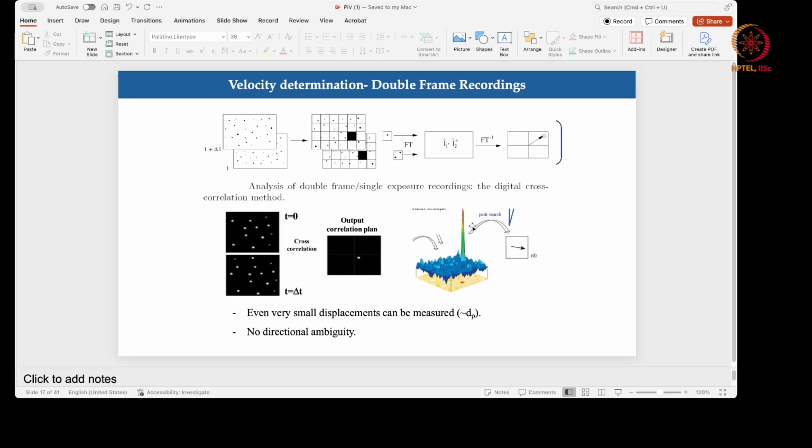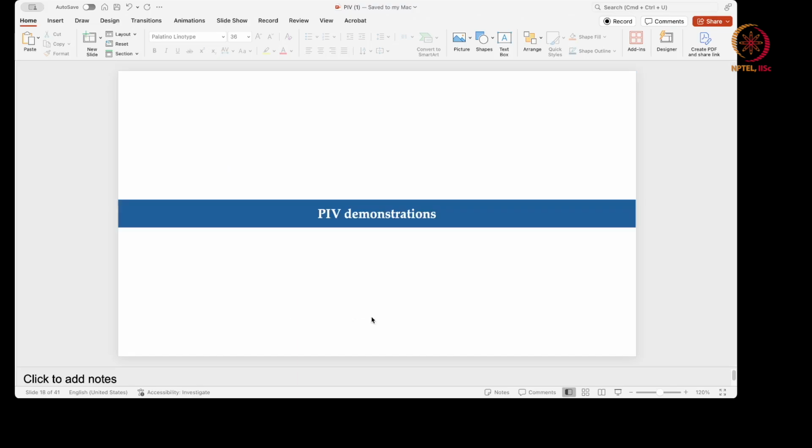So you search for the correlation peak, and that is exactly what happens. We also covered this in great detail in the lecture. The idea is to do the Fourier transform, multiply to get the power spectrum and the power spectral density, then do an inverse Fourier transform, and then search for the peak. The peak should be located at some distance from the center. Once you locate it, you know your displacement, and hence you know the velocity. So very small displacements can be measured.